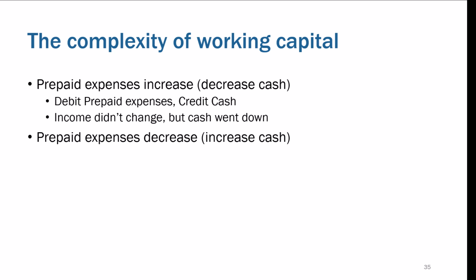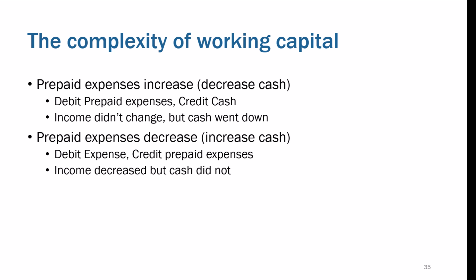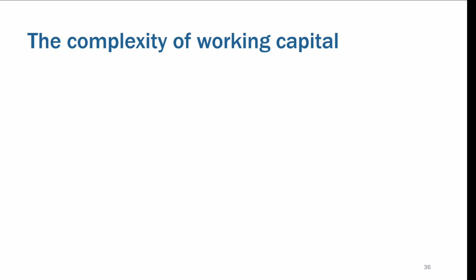Now, when prepaid expenses go down, it's because we use them up. All right. We debited the expense. We credited prepaid assets. There's an impact on net income. It decreased, but cash did not. So that's why we'd have to show an increase there.